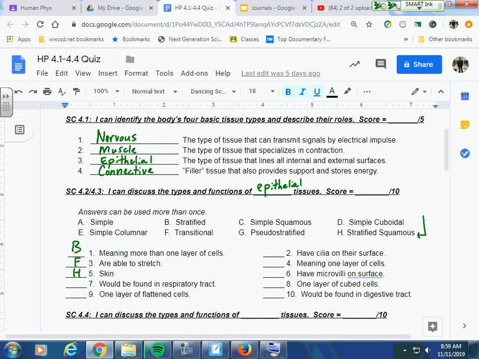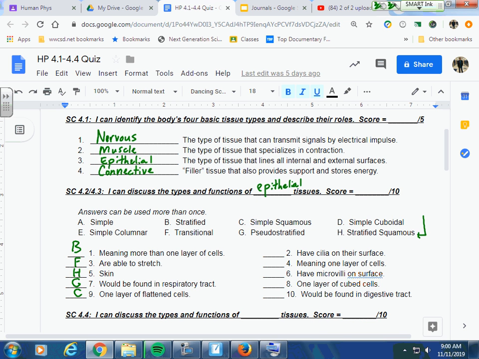Number 7 would be found in the respiratory tract. So respiratory tract, we're going to need sweepers. We're going to need cilia, as in pseudostratified ciliated columnar. So that is G. And number 9, one layer of flattened cells. One layer would be simple. Flattened cells would be squamous. 9 is C.